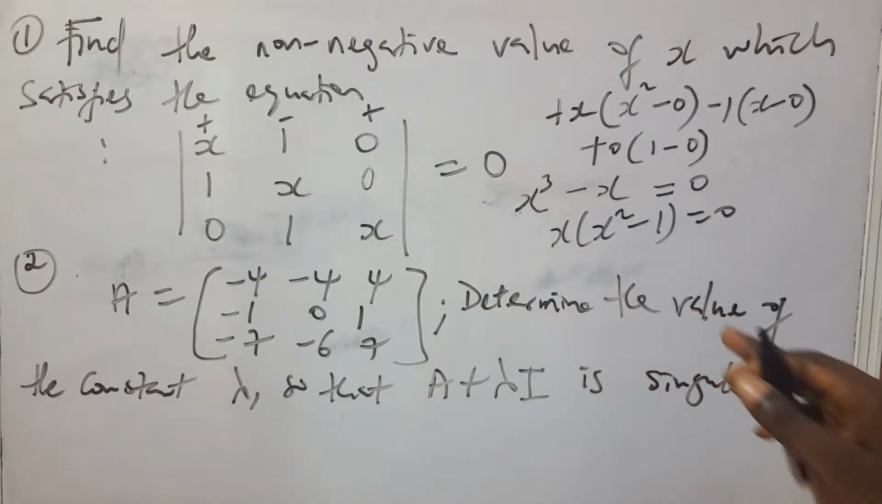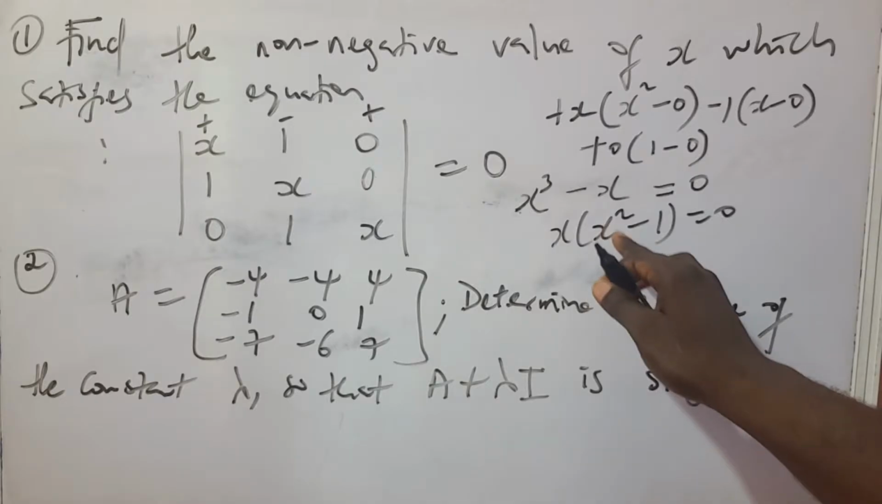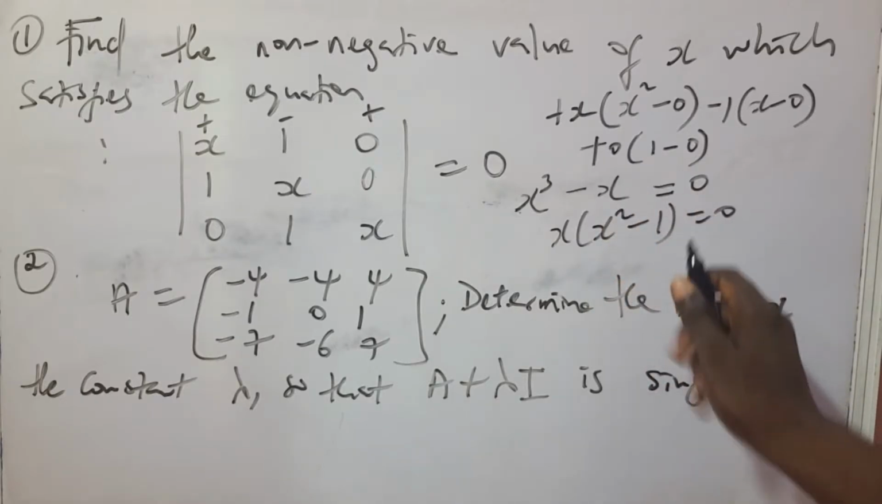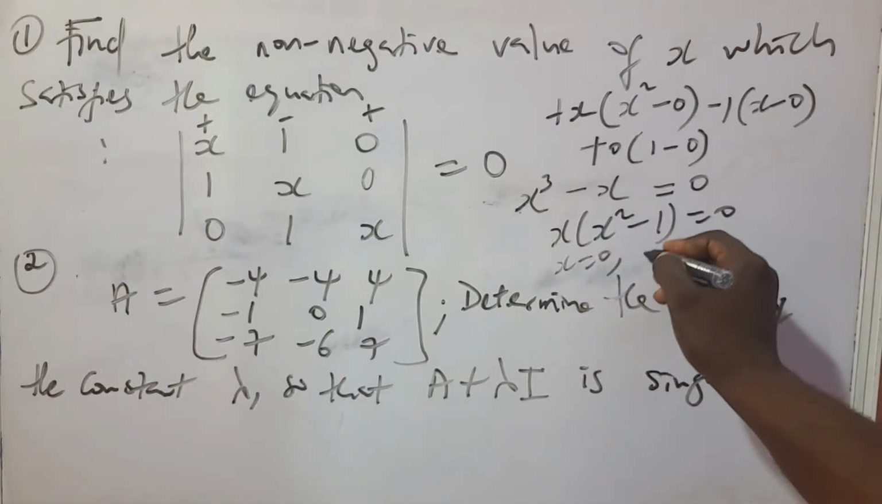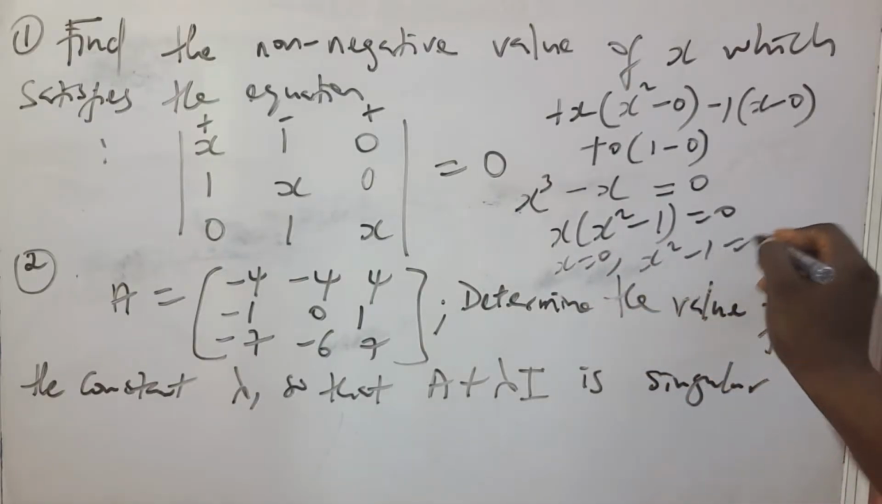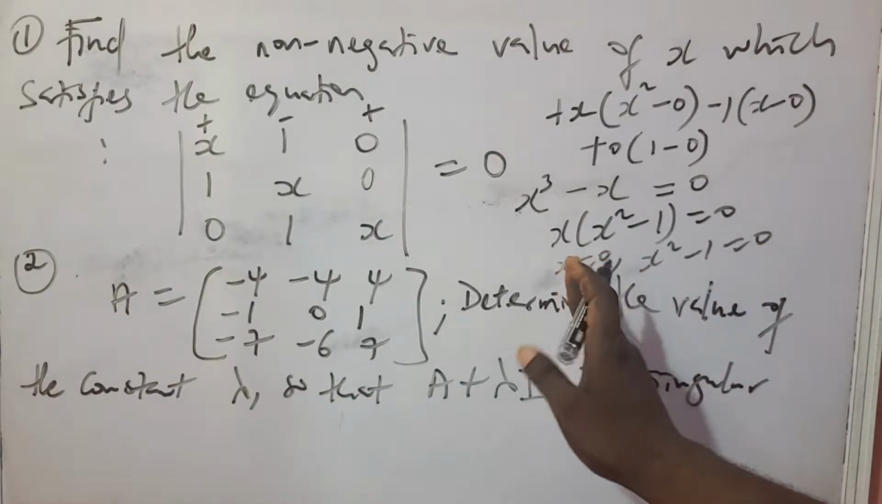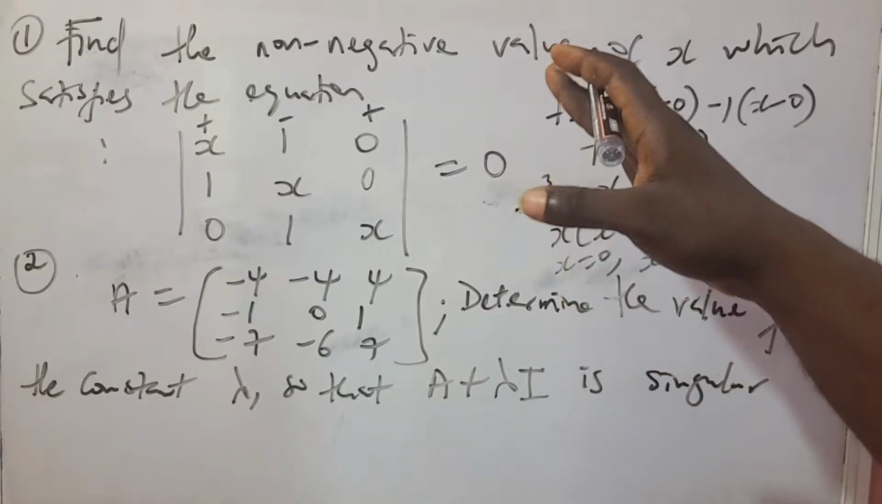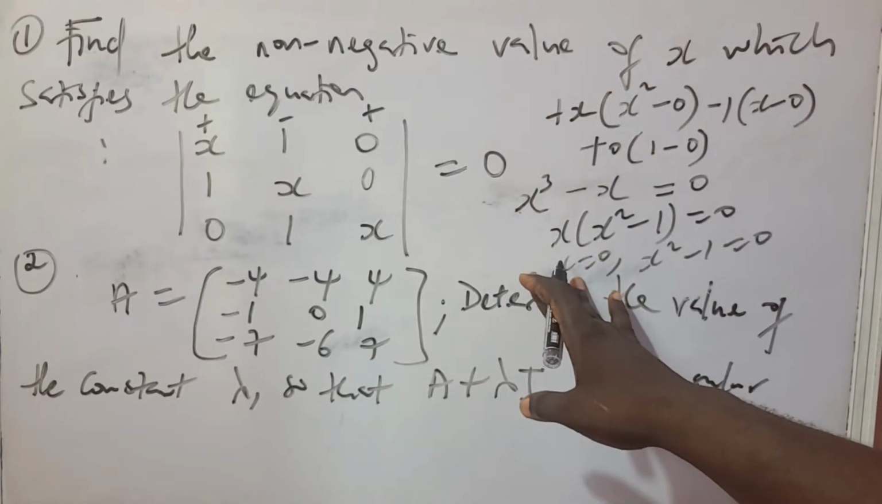So what you want to do next is to factorize x out, and you're left with x squared minus 1. Looking at this, we have x equal to 0, then we have x squared minus 1 equal to 0. Now, if you go on to solve this, of course, this is 0. We don't want to use this because we are more concerned with the non-negative value. So we will not be putting this into our answer.